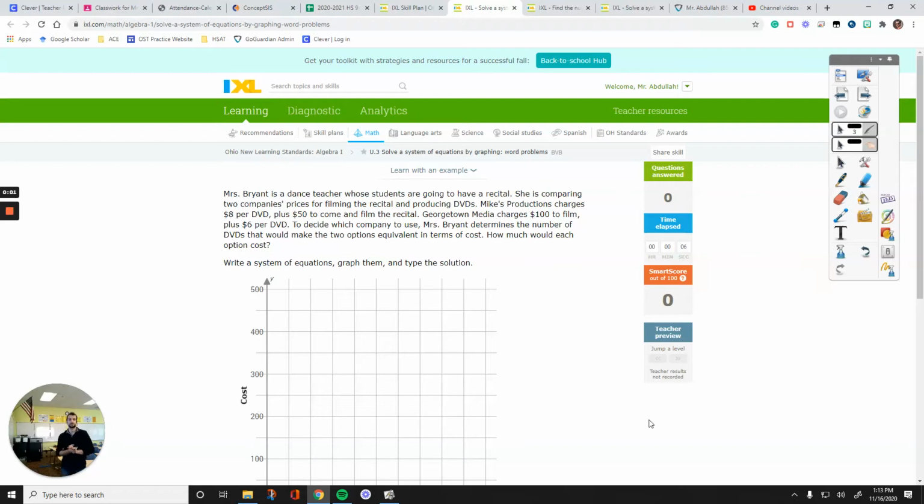Hello everyone, in this video we are going to talk about how we can graph systems of equations in word problems. We are working on U3 on IXL, solve a system of equations by graphing when dealing with word problems. For many of these questions, all we have to do is focus on the numbers and then it'll tell us what to graph.